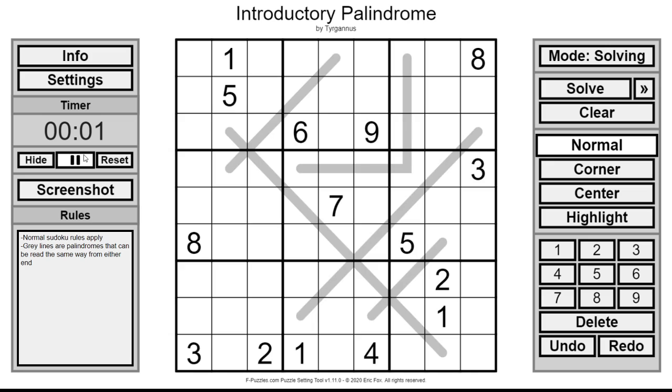Today we're going to be looking at an introductory palindrome by... I'm not even going to try anymore.